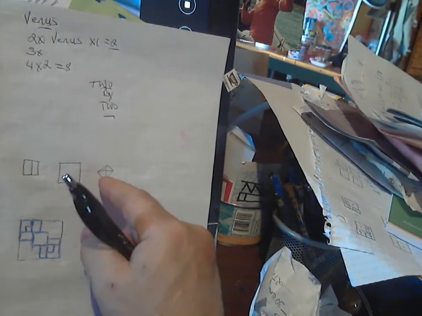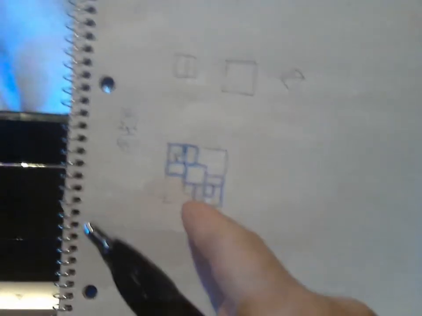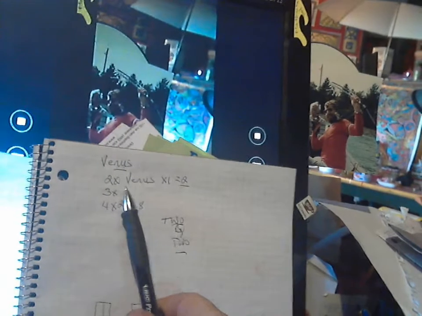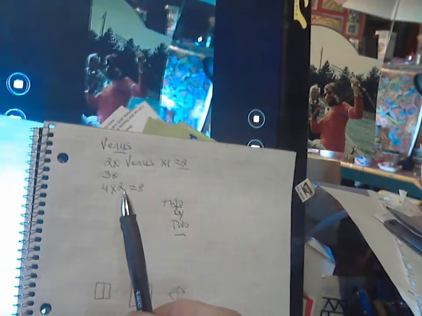And how would you want to look at this one? Would this one be lying on a table? I'm just going to jump off from that and show you something else. No, I can't do that. Venus multiplies by 2: 2 times 2 is 4, 3 times 2 is 6, 4 times 2 is 8. The Venus world: 2, 4, 6, and 8.